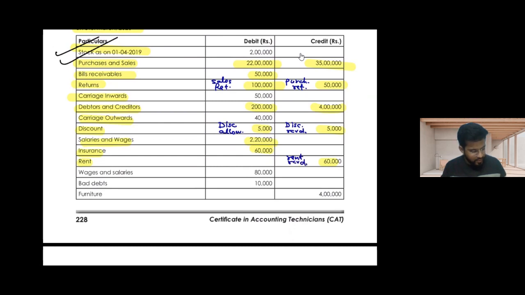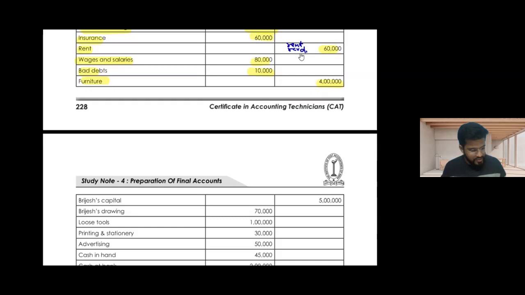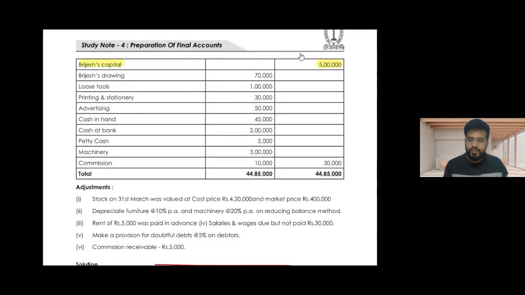Okay, moving on. Wages and salaries, bad debts 10,000, furniture 4 lakhs, Brijesh capital 5 lakhs, Brijesh drawing 70,000, loose tools 1 lakh, printing and stationery 30, advertising 50, cash in hand 45, cash at bank 2 lakhs, petty cash 5,000, machinery 3 lakhs, and commission of 10,000 in debit, that is commission expense. And then we have commission income as well. So both the things are available again here. So this way you can find out which is your income, which is your expense, and according to the nature of debit and credit, you need to identify what type of account you should use.